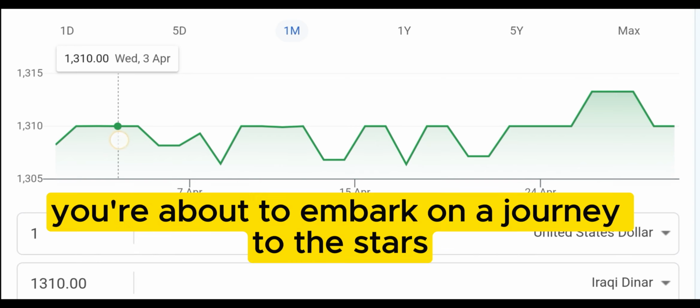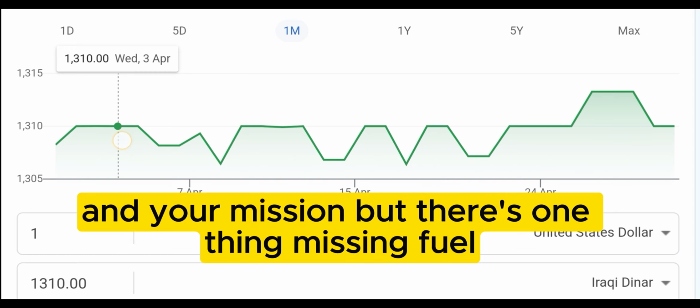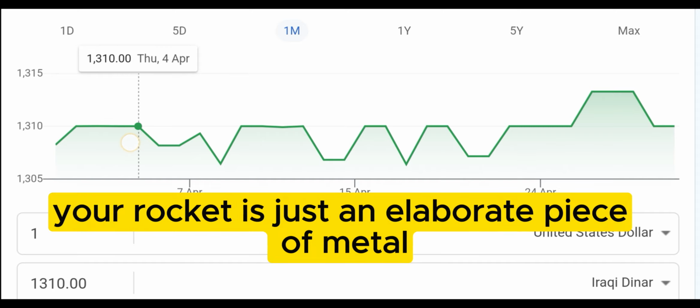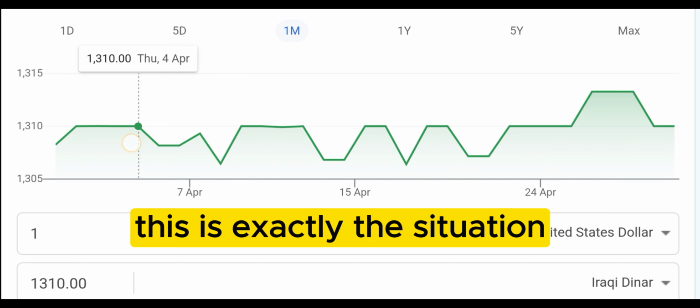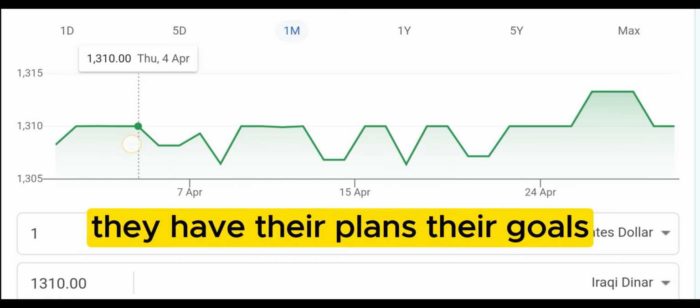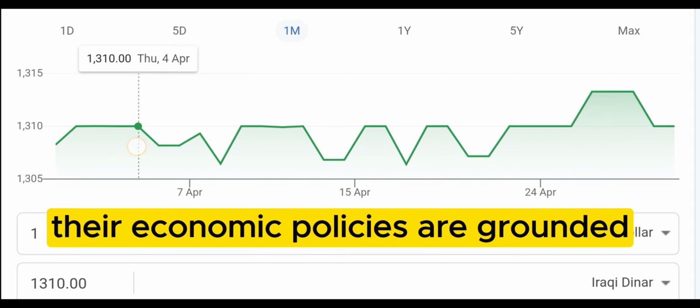Imagine you're about to embark on a journey to the stars. You have your spaceship, your crew, and your mission. But there's one thing missing: fuel. Without it, your rocket is just an elaborate piece of metal that's going nowhere. This is exactly the situation many countries face with their budgets. They have their plans, their goals, and their vision, but without the right exchange rate, their economic policies are grounded.